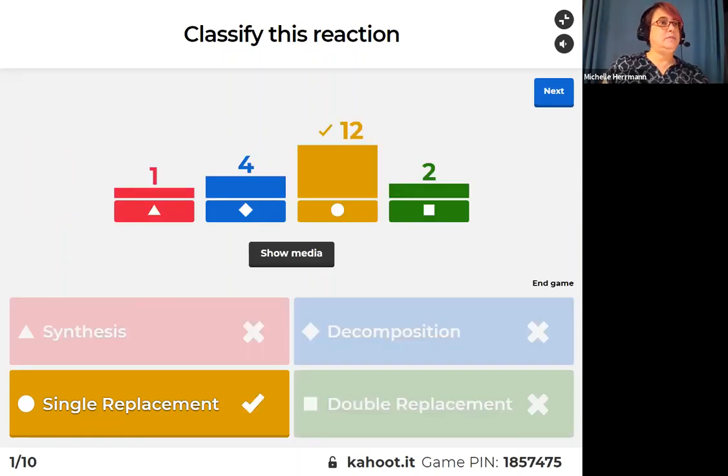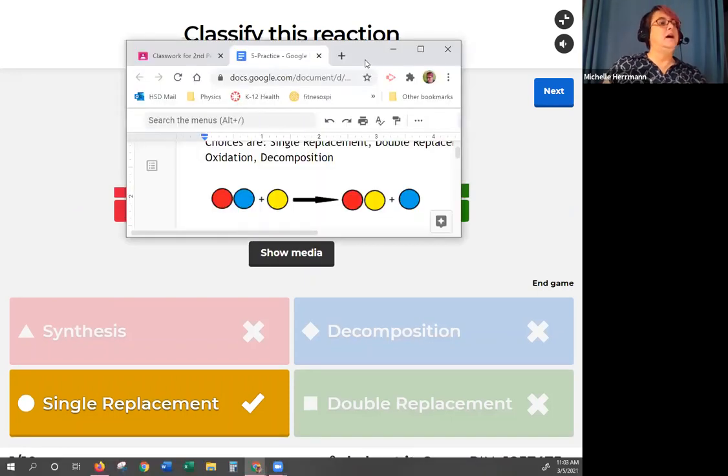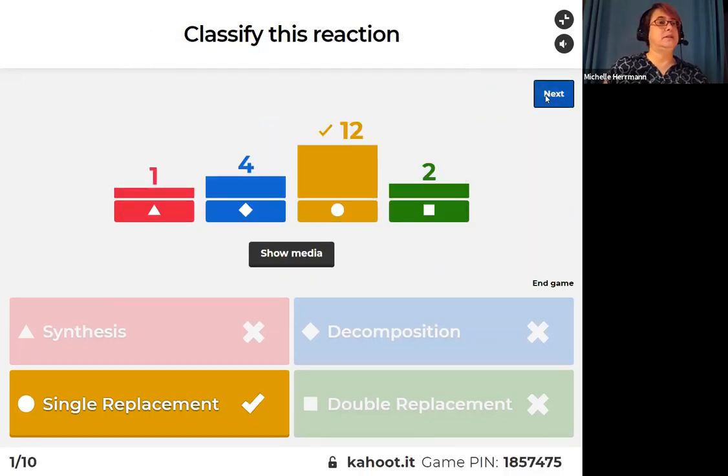Okay, it doesn't keep the picture up there, so I'm going to put the picture up there. There we go. So yes, this is single replacement. Ways that I can tell, it starts with one element by itself, and at the end, it has replaced one of the elements and stuck it out here. So that's one way that we can tell that it's single replacement. All right, good work.